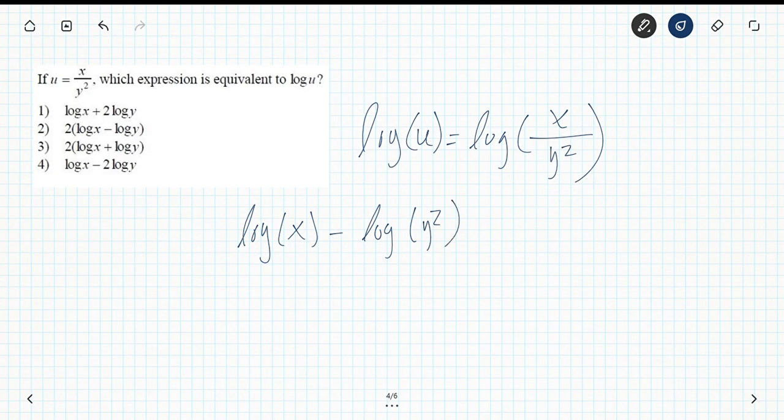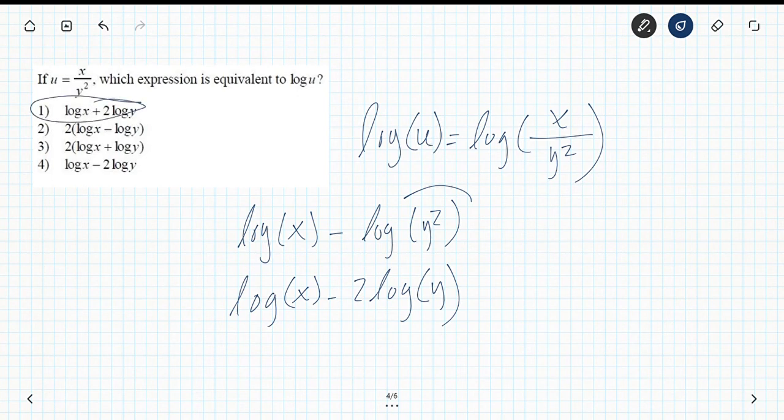okay, and we can express this term as 2 times the log of y. Alright, okay, so let's see which one gives us the answer. So this time we have answer choice number 1.